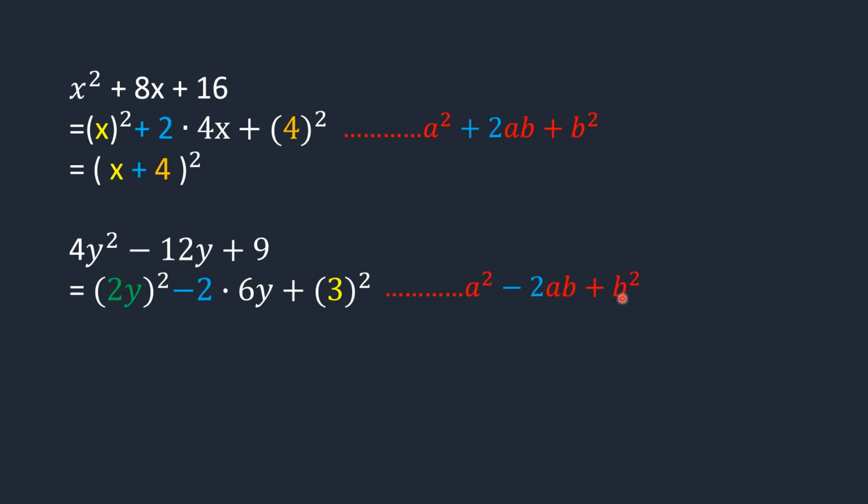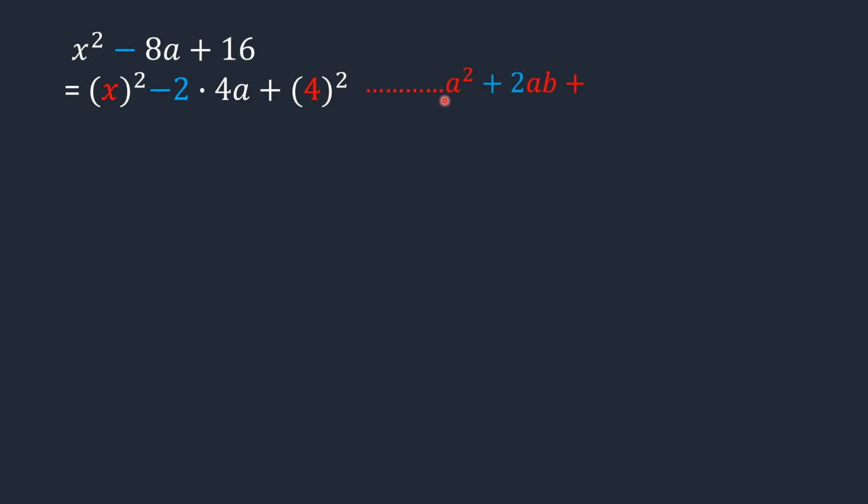We have seen how to find factors of a perfect square expression. We will write square root of (2y) squared, which is 2y, square root of 3 squared, which is 3, sign of the middle term, which is minus, and we will write the square of the whole bracket. Therefore, (2y - 3) whole squared are the factors of 4y squared minus 12y plus 9.